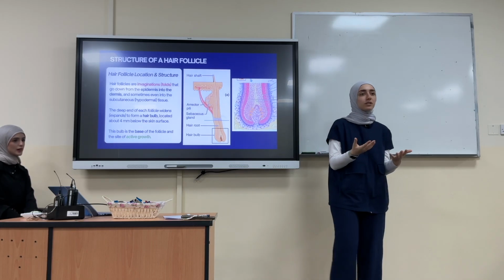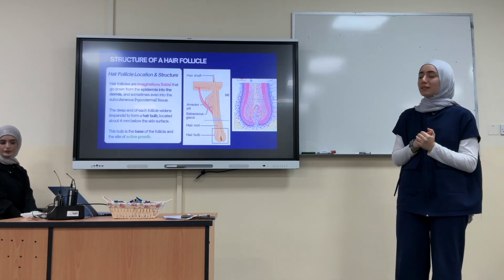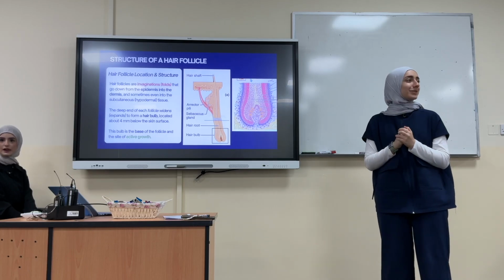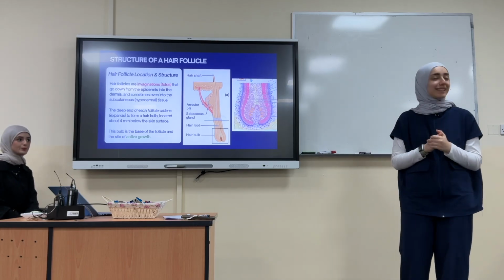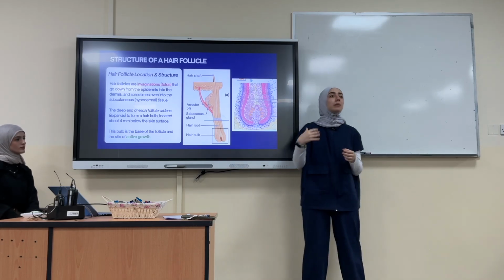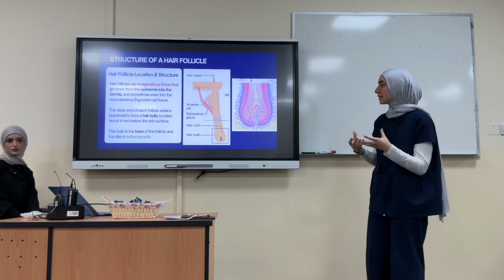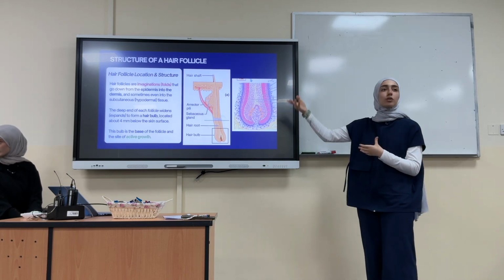What is the significance of this, do you think? Degeneration. What is it? Blood supply. Exactly, yes. So you find that the portion that protrudes is the dermal papilla, and this dermal papilla is going to provide a lot of capillaries and blood supply for the growth of the hair.